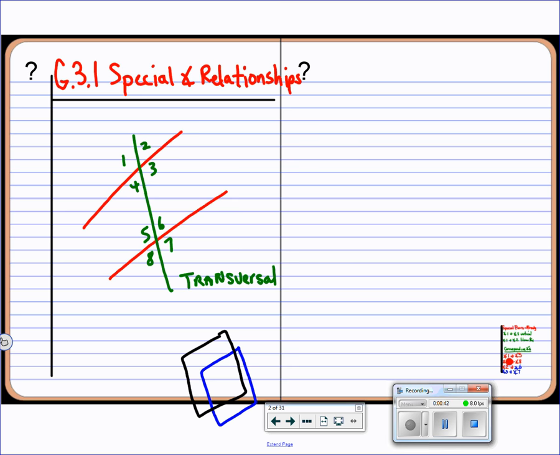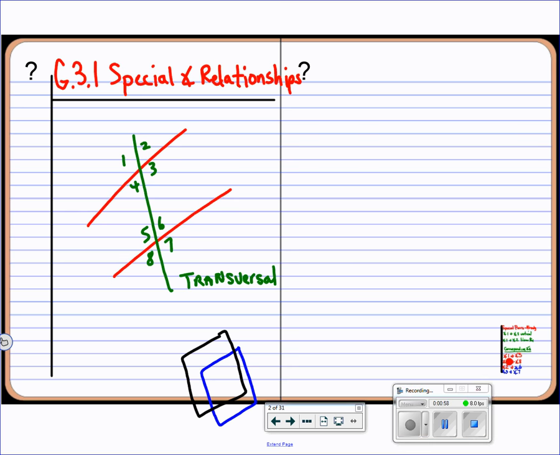Okay, so go ahead and set up your notebook paper or notebook. It should say G.3.1 Special Angle Relationships. Of course, you can put me on pause and rewind it and listen to the video as many times as you want. If I go too fast, just pause and go back.